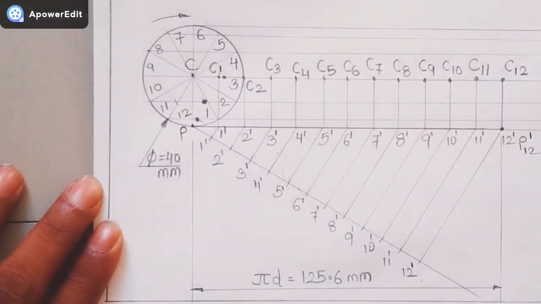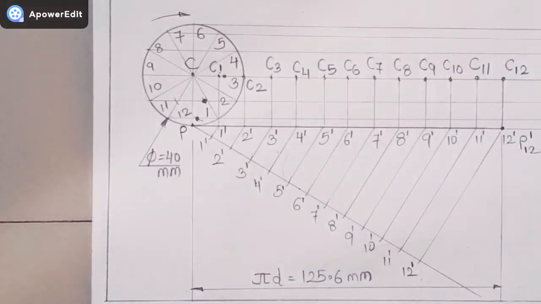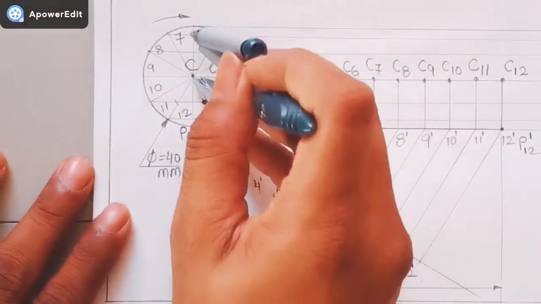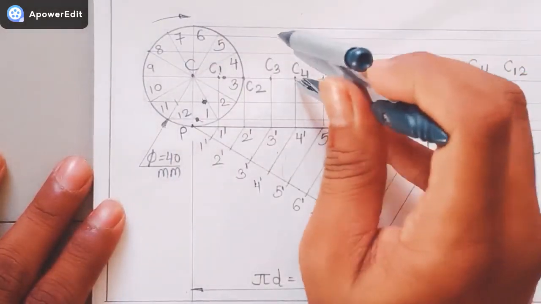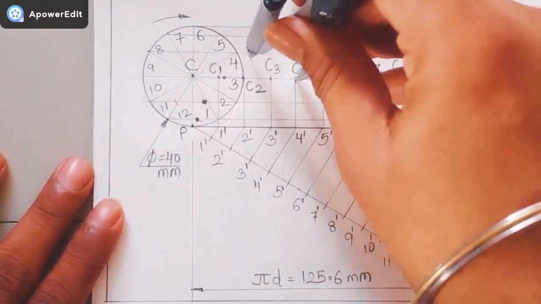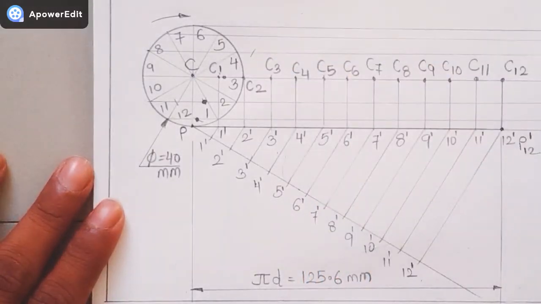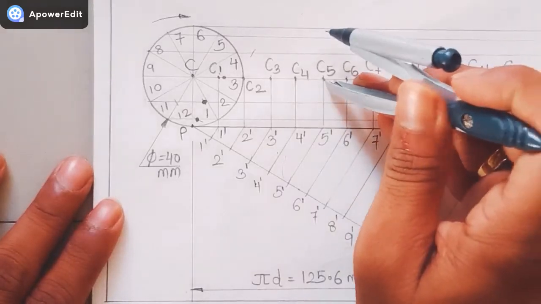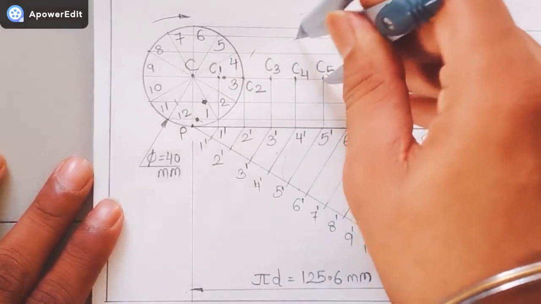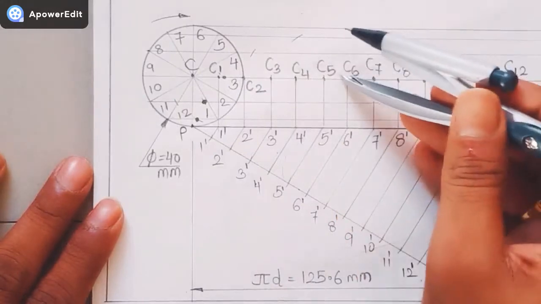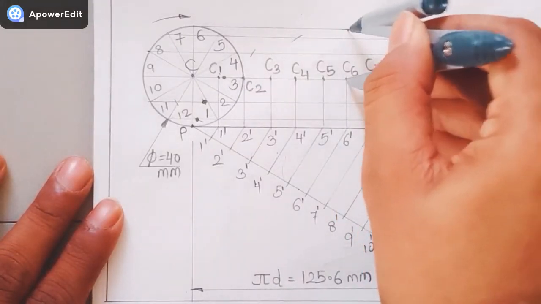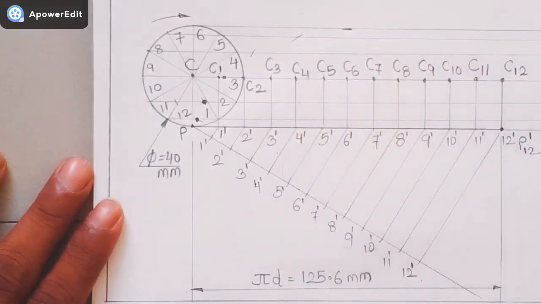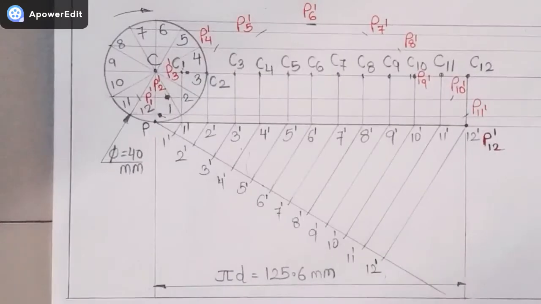As a similar procedure, we have to take a distance of 20 mm in the compass. From the point C4, I have to cut an arc that will be passing through the points 4 and 8. From C5, I have to cut an arc passing through the points 5 and 7. C6, you know, C6 will be directly cutting at this particular point. Like this, I will mark all the different points.